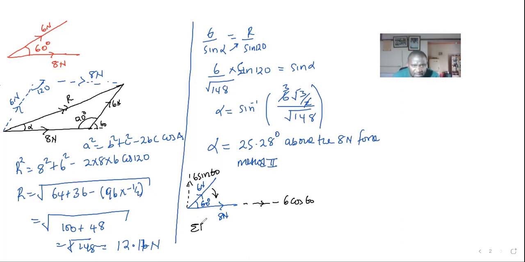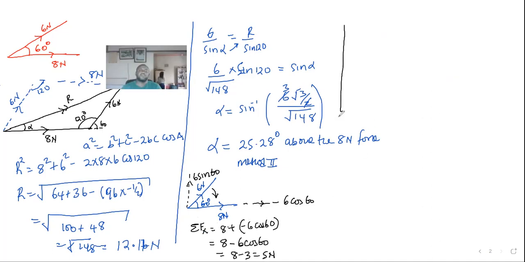Therefore, sum of forces in the horizontal will be 8 newtons plus negative 6 cos 60. This reduces to 8 minus 6 cos 60. And this will give me 8 minus 3, and the answer is 5 newtons positive. The sum of forces in the vertical are 6 sine of 60 because we resolved, which will be 6 times root 3 over 2. When you press a calculator, it is 0.866. When you multiply this, you end up having 3 root of 3.